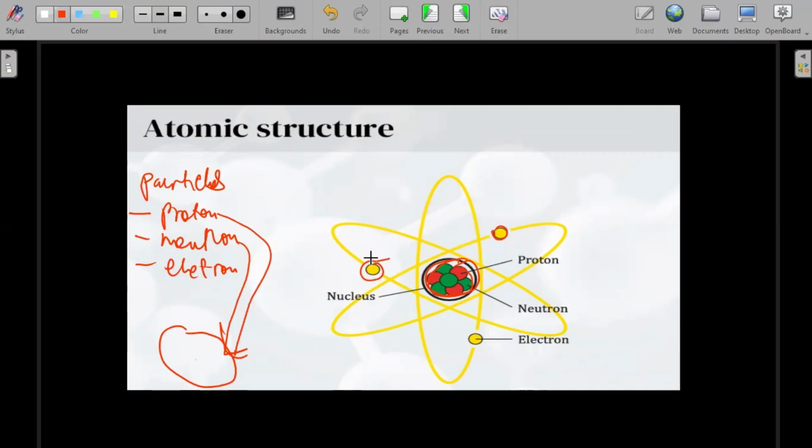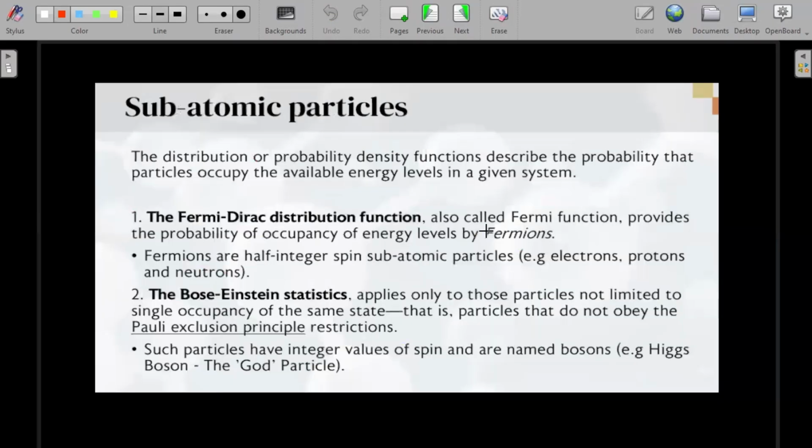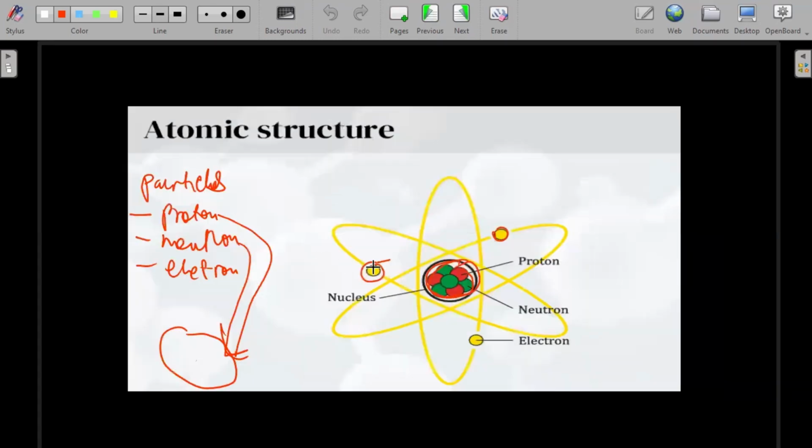Okay, so now the probability of us finding these electrons in the energy level is what we call the Fermi function. Okay, so that's what we have. In terms of those particles, the fermions, they actually have half-integer spin. They are half spin.